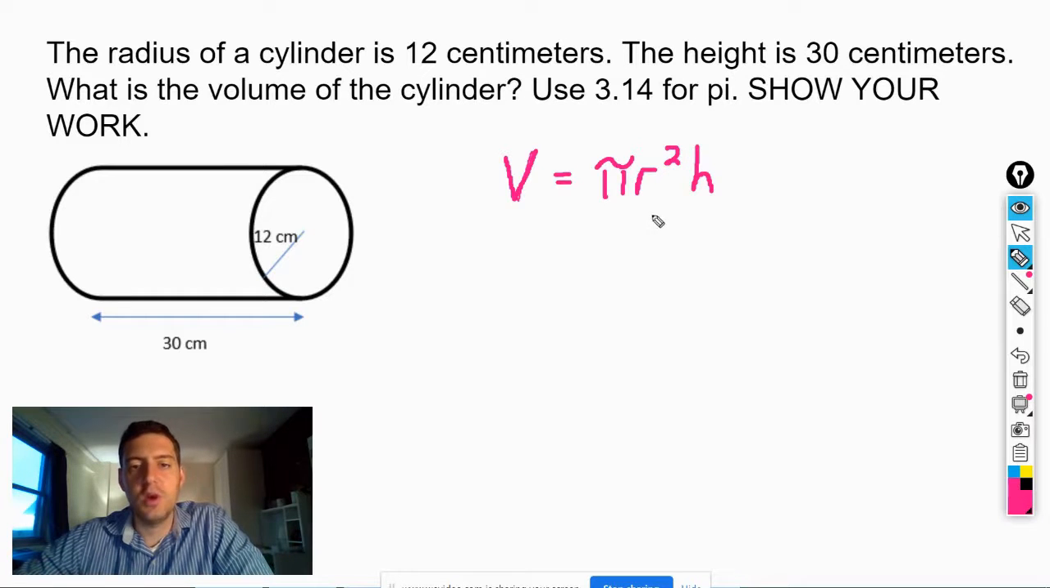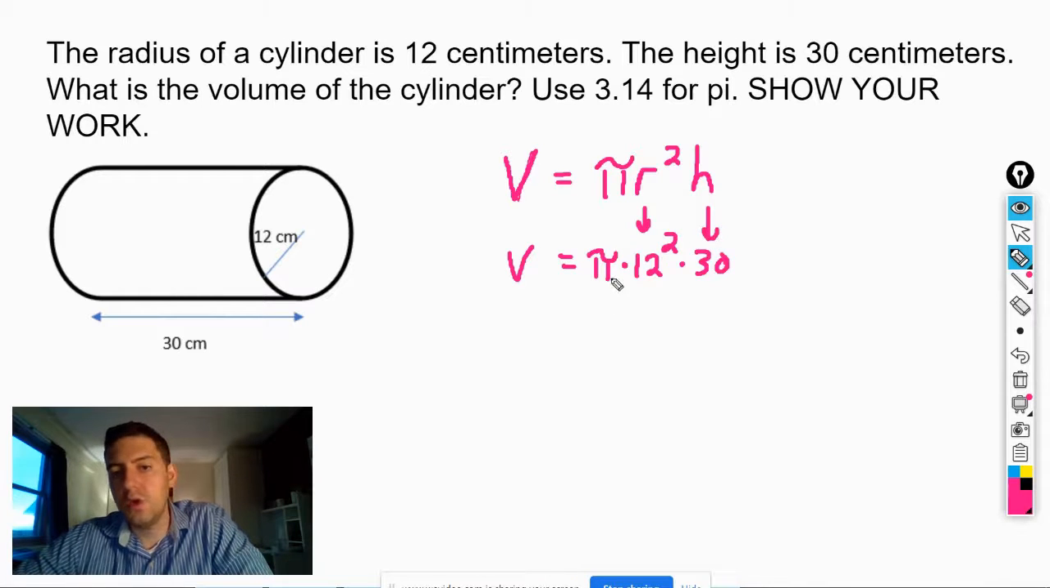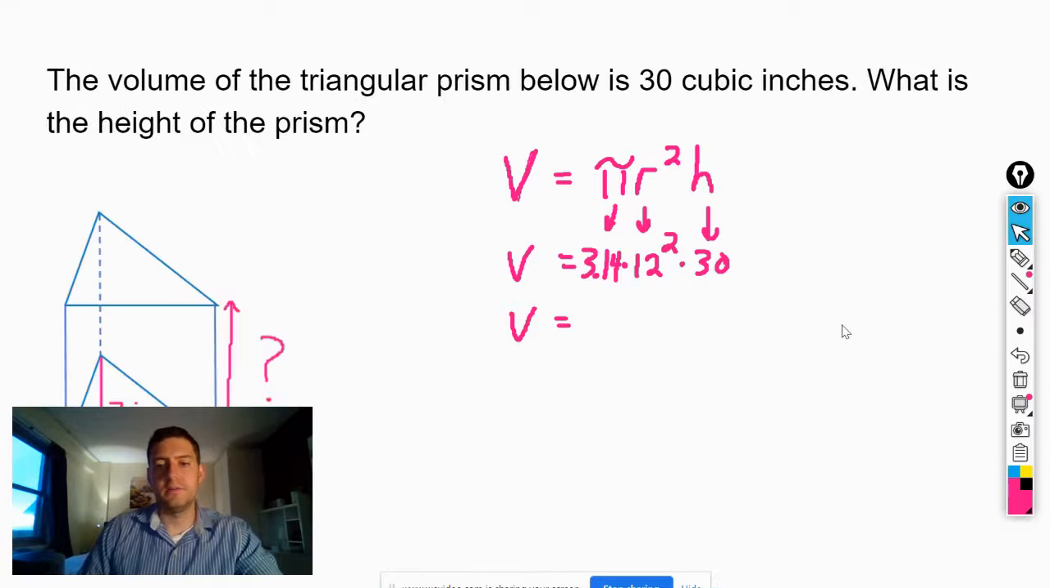And now let's just plug in what we know. We know that the radius is 12 centimeters, so we'll plug that in for r. Don't forget the exponent, by the way. We know that the height is 30 centimeters, so we'll plug that in for h. Okay, now we'll also plug in, because we're told here to use 3.14 for pi, we'll use that approximation for pi. Okay, and the rest of this we can do pretty easily in a simple calculator.